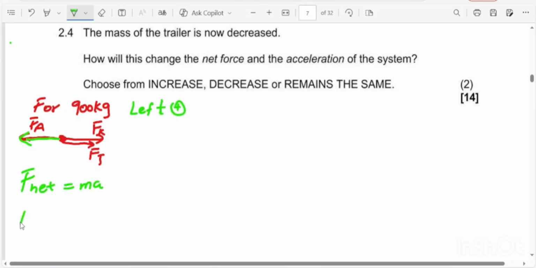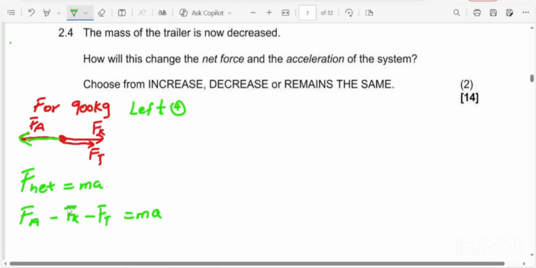So I need to take my F applied, I need to minus all the forces that are going to the right. Then equate this to ma. So now we just have to substitute what we have. Do we have the applied force? Yes. Do you have the kinetic? Okay, this is my Fk.